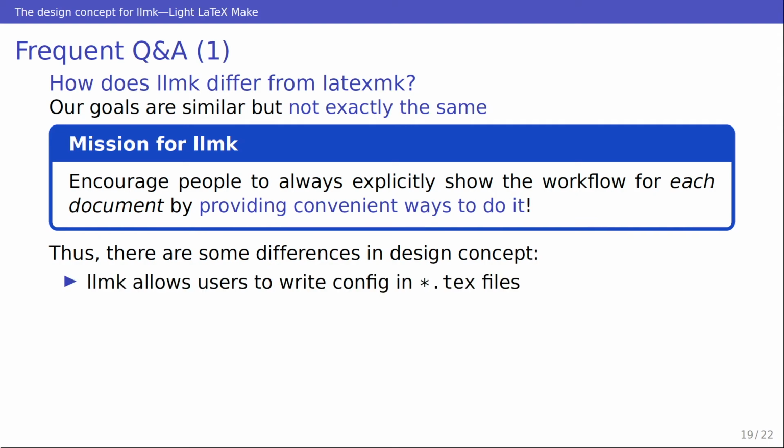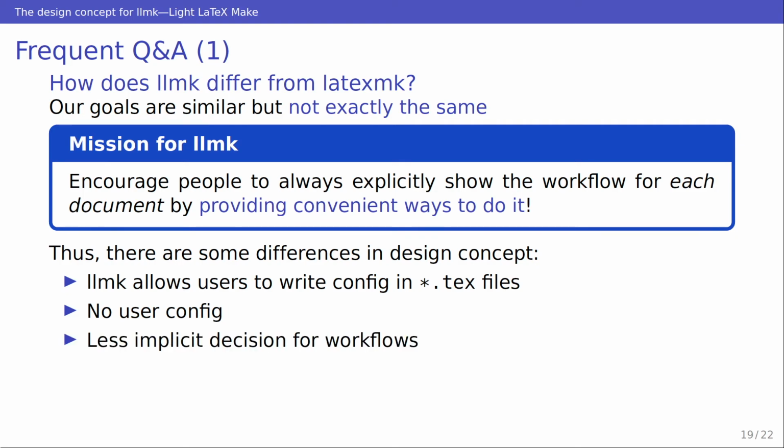of view. First, llmk allows users to write configuration in text files, as I said. And second, there is no user configuration in llmk because llmk is intended to provide a means of telling the workflows to process LaTeX documents to one another. And finally, I would say that llmk makes fewer implicit decisions for the workflows. That is because llmk always requires users to be explicit.